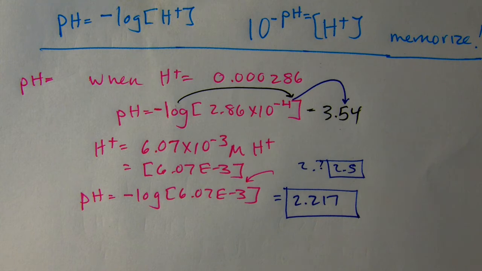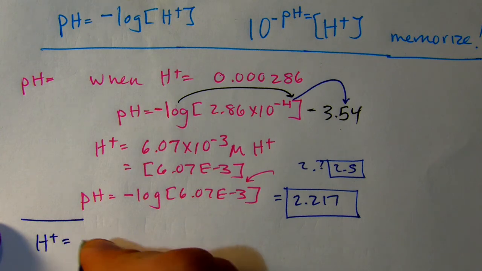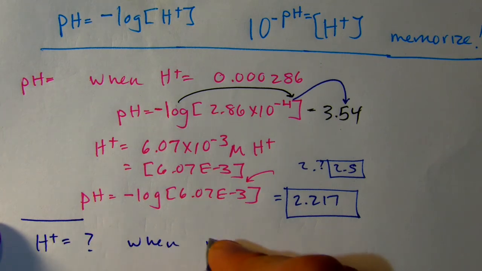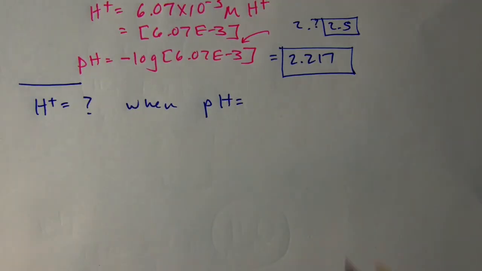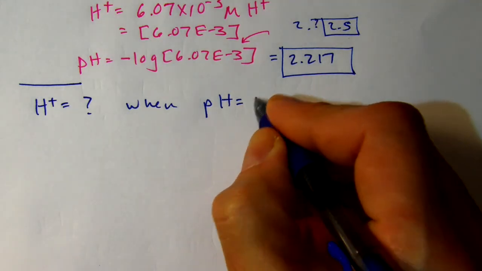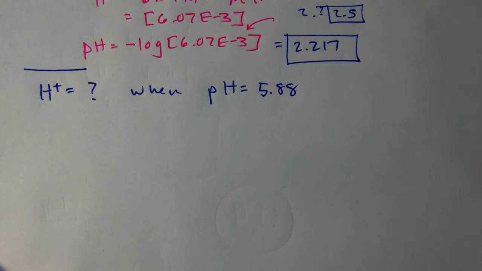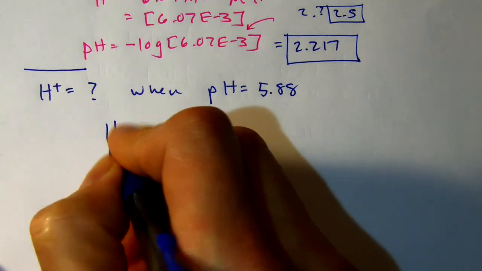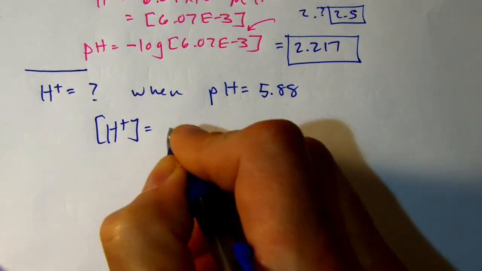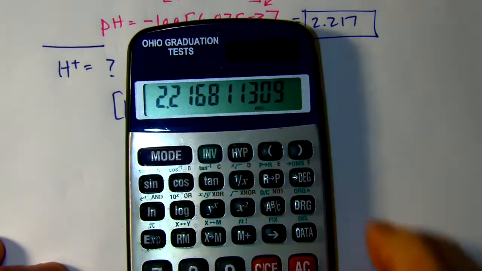We're going to get you good at that. So what if we have to go the other way? What is H plus when pH equals some number? What if the pH is 5.88? Here we go. H plus concentration in moles per liter equals 10 to the negative 5.88. So let's do that.